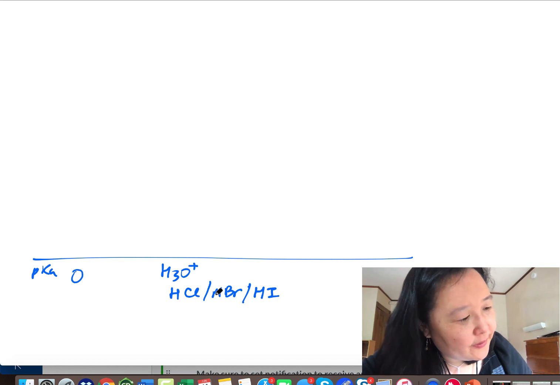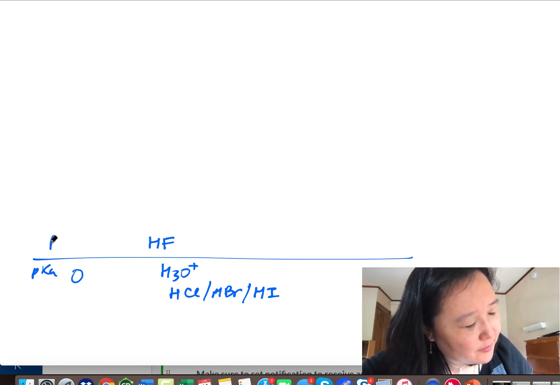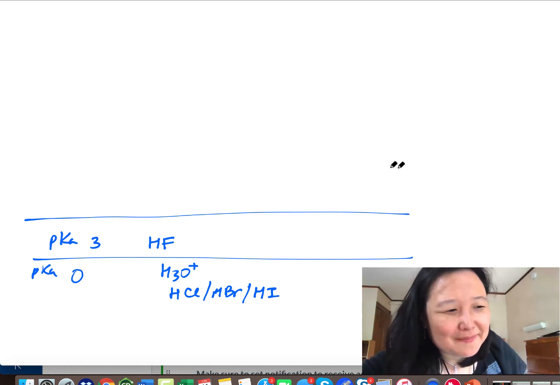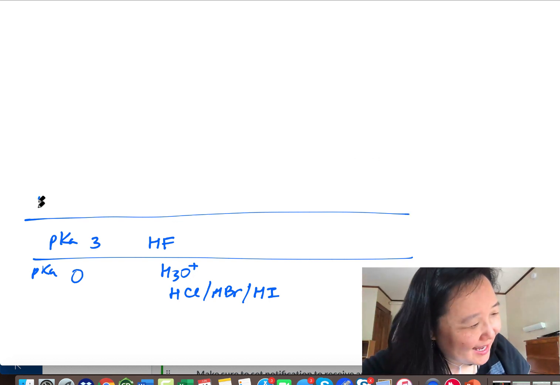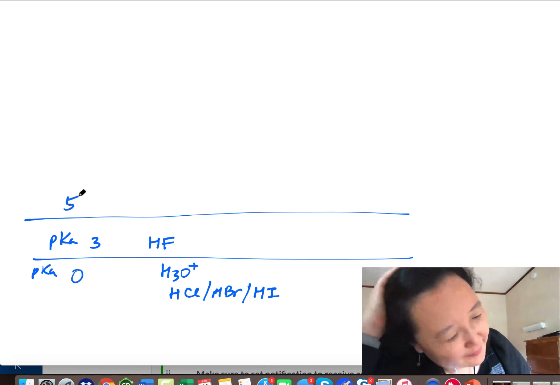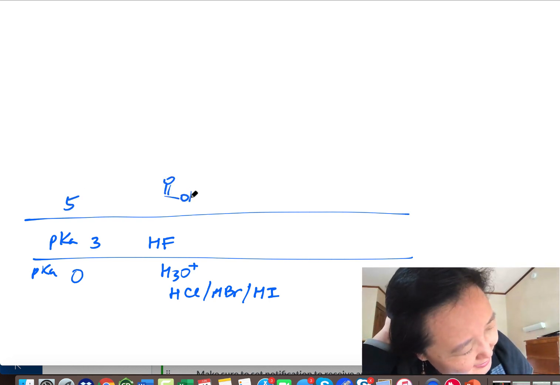These are really helpful. If you can remember, HF is not as strong because F is so small or very electronegative. I think of it as smaller than the others, which makes it much less strong as an acid. Another one that's useful is pKa of 5. That's going to be my carboxylic acids.